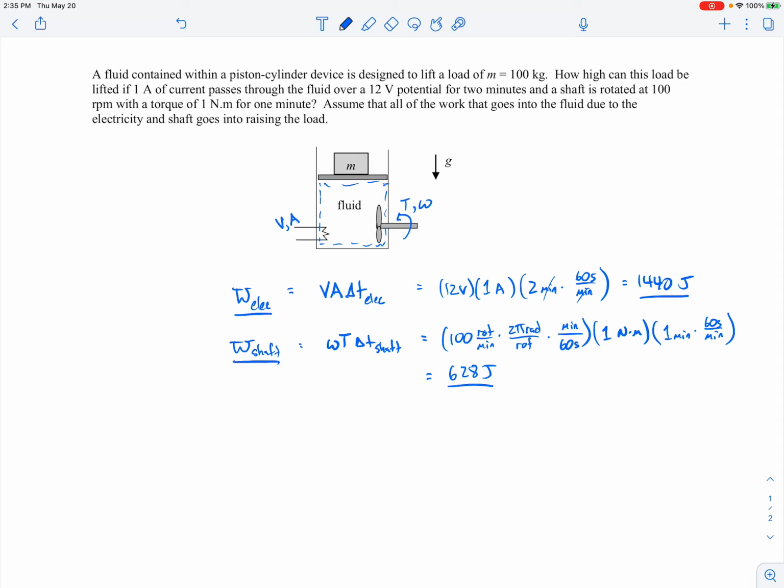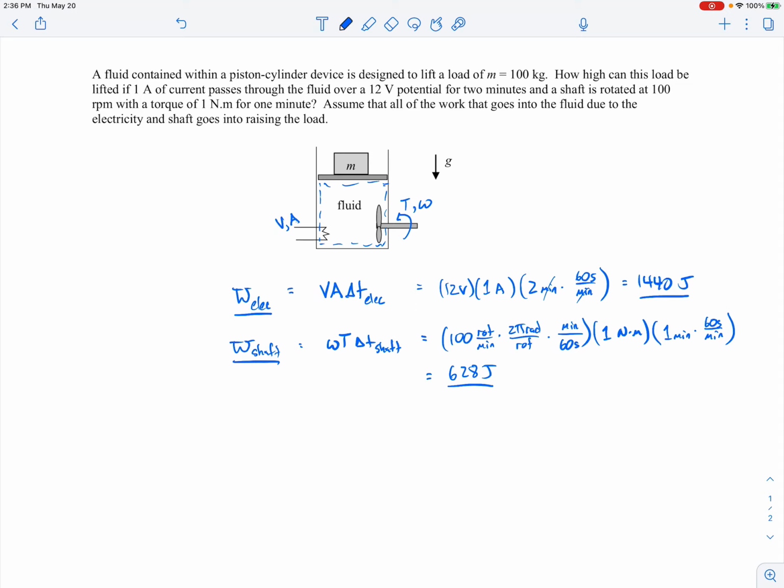By the way, I can get away with just writing these as voltage times amperage times delta T, or omega times the rotational speed times the torque times delta T, only because the voltage and amperage and rotational speed and torque are constants. If those varied with time, then I would need to do this calculation as an integral.